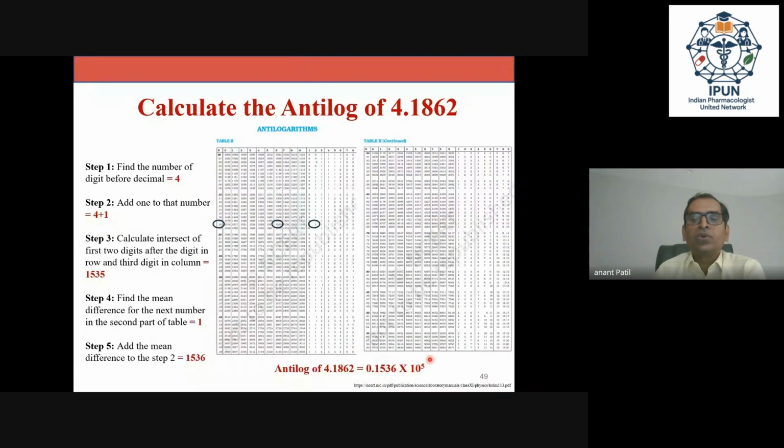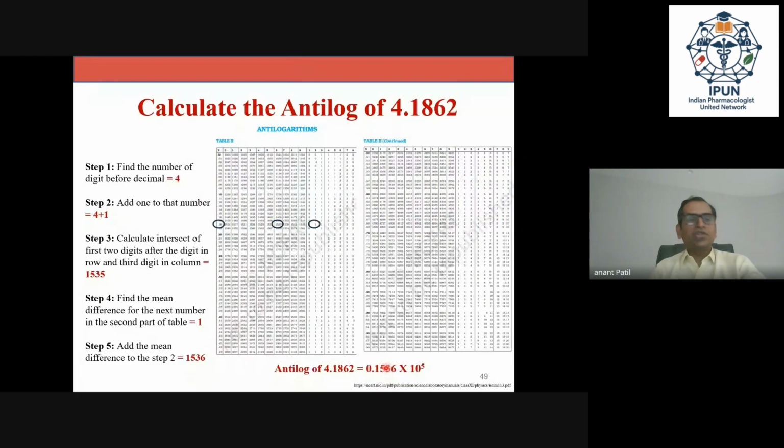0.1536 raised to 10 raised to 5 into 10 raised to 5, because 4 plus 1, that is 10 raised to 5. Intersect of 18 to 6 and addition of 2. So intersect of 18 with 6 and addition of the intersect of 1. And that becomes the value called as 0.1536 into 10 raised to 5.